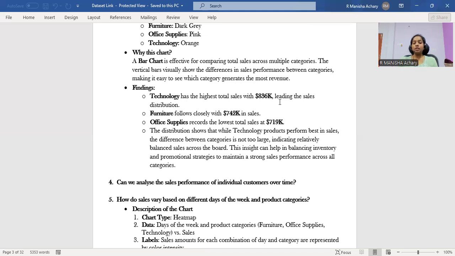Then what we found is that the distribution shows that while technology products perform best in sales, the difference between categories is not too large, indicating relatively balanced sales across the board. This insight can help in balancing inventory and promotional strategies to maintain strong sales performance across all categories.